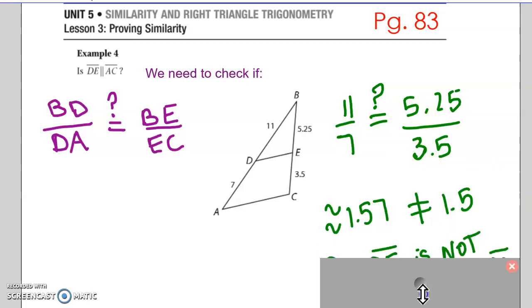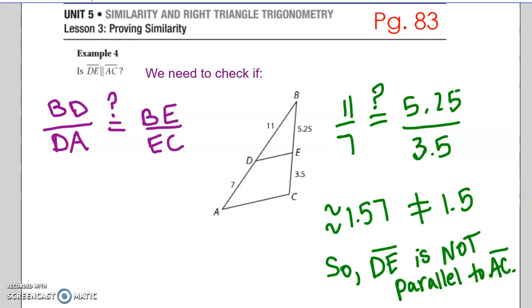And you can see it does not. So just punch 11 sevenths into your calculator. You get about 1 57/100. And if you do 5.25 divided by 3.5, you get 1.5. Because these two ratios are not equal, then segment DE is not parallel to segment AC.